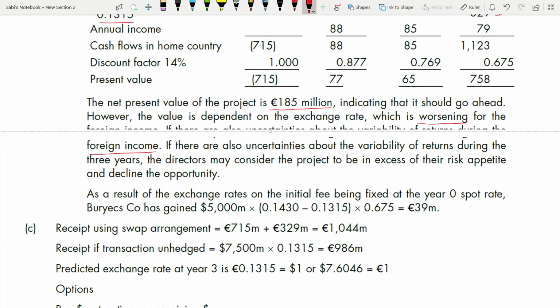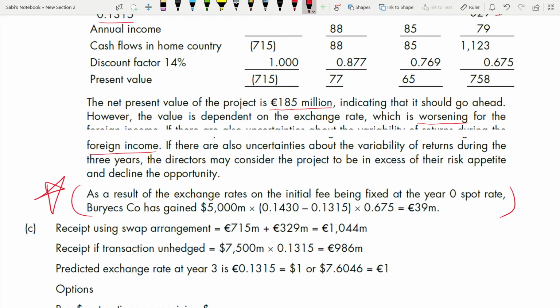As a result of the exchange rates on the initial fee, this you need to calculate. For this you are getting marks. I'm putting a star over here because this has been asked and most of you might not consider this. They told you to find the gain in euro. What gain? The initial fee is being fixed at the year 0 spot rate. What was that initial fee? 5,000. That was fixed at the year 0 spot rate. Brewers company has gained how much? 5,000 multiplied by the spot.